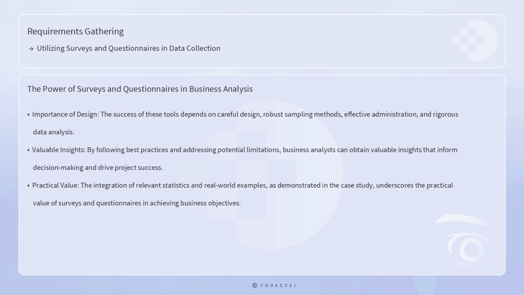In conclusion, utilizing surveys and questionnaires in data collection is a powerful approach to gathering requirements in business analysis. The success of these tools depends on careful design, robust sampling methods, effective administration, and rigorous data analysis. By following best practices and addressing potential limitations, business analysts can obtain valuable insights that inform decision-making and drive project success. The integration of relevant statistics and real-world examples, as demonstrated in the case study, underscores the practical value of surveys and questionnaires in achieving business objectives.